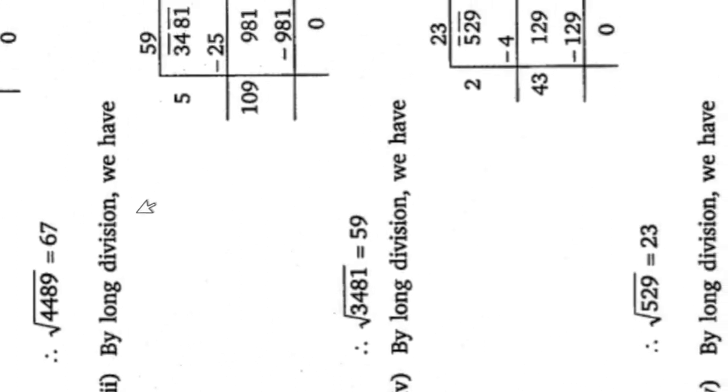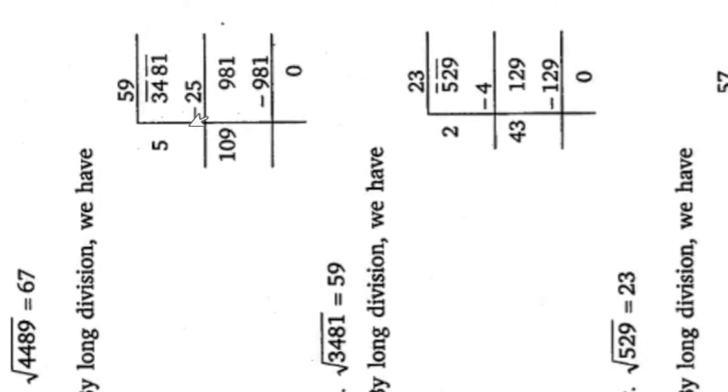Now, third one, by long division we have the number 3481. So, again pair the numbers, starting from the unit digit. This is one pair, this is the second pair. So, 5 5s are 25. We have to take up to 34, where the square number is coming, that we will take. So, 5 5s are 25. So, 5 plus 5 will be 10.